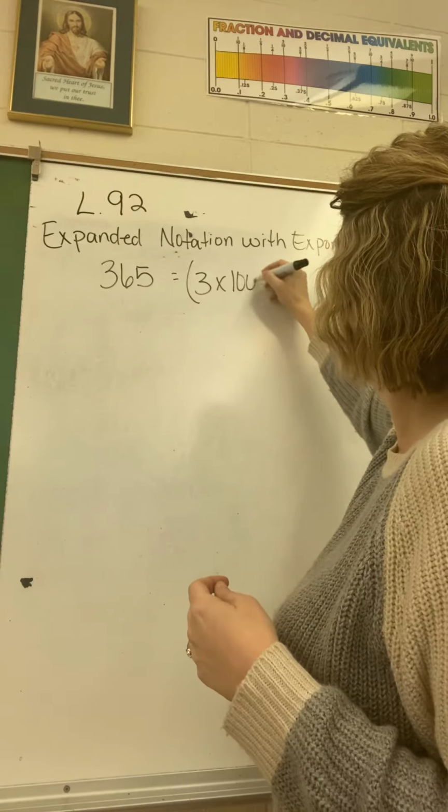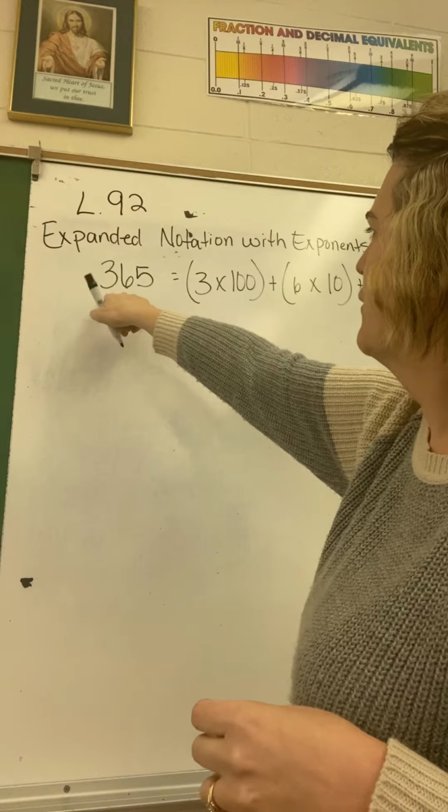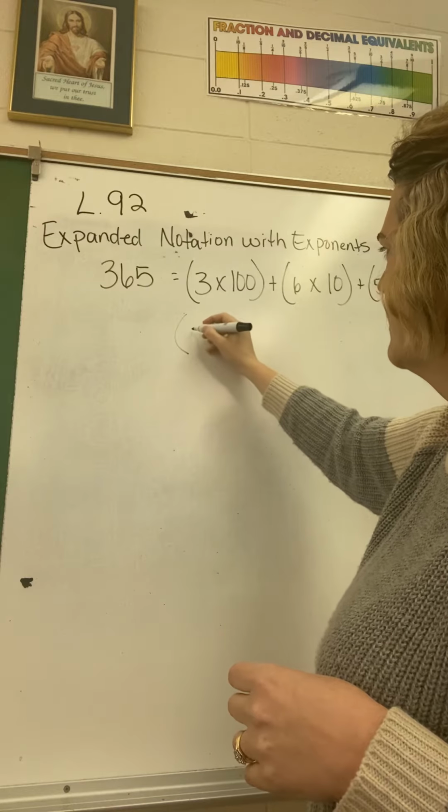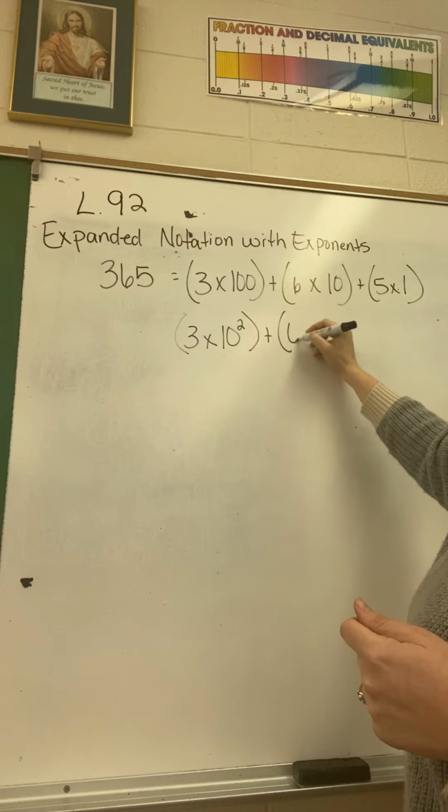Our new thing is using exponents. Okay? So you use the base of 10 for everything. We're going to look at our first number, and we're going to have parentheses. We're going to go 3 times, and everything multiplies by 10. You just use an exponent. So it's still in the hundred spot. How many zeros do we see? 2.